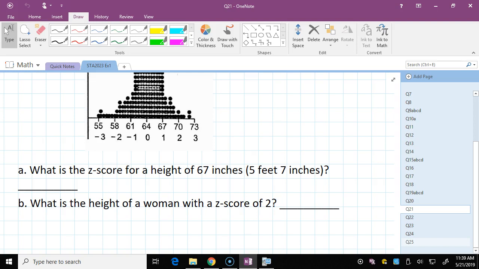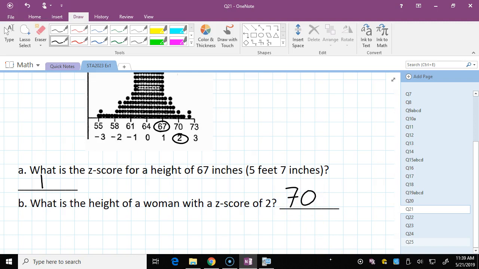Remember, z-score tells you your standard deviation away from the mean. So if we look at 67, what do you think the z-score for that would be? 1. It is 1 standard deviation away from the mean. What is the height of a woman with a z-score of 2? Here's 2. What's her height going to be? 70. So this is just kind of reading that chart and tell me what you know.